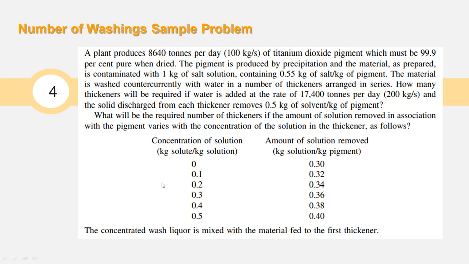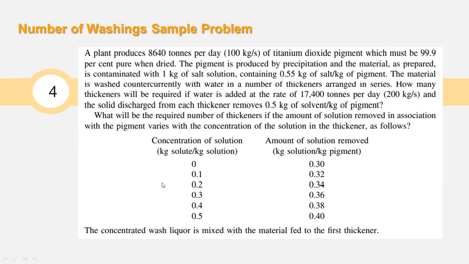Okay, so this fourth sample problem will be determining the number of washings. The number of washings for a scenario wherein we have a constant underflow, and for a scenario wherein we have a variable underflow, all using the same set of data referring to the same problem. But for the variable underflow, of course, you are to be provided with the relationship between the concentration of the solution and the amount of solution removed. Because in this case, the amount of solution removed is a function of the concentration of your solution. Okay?